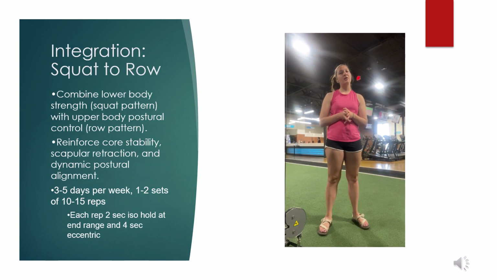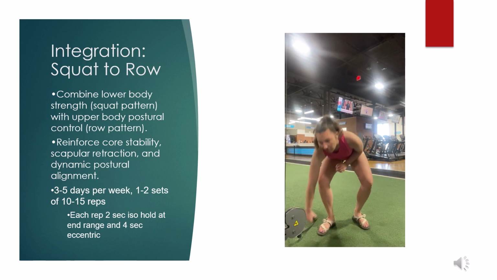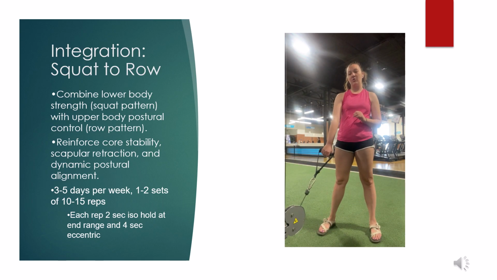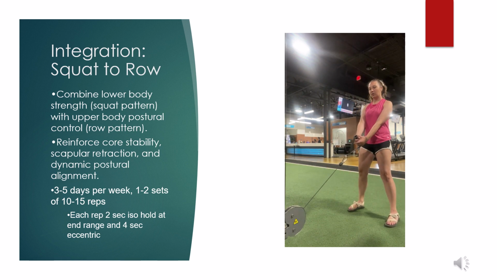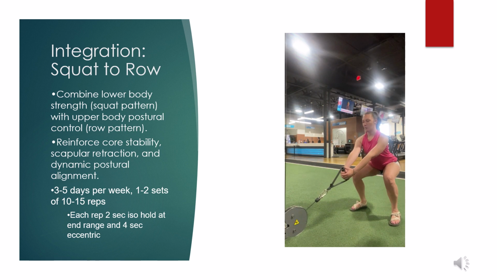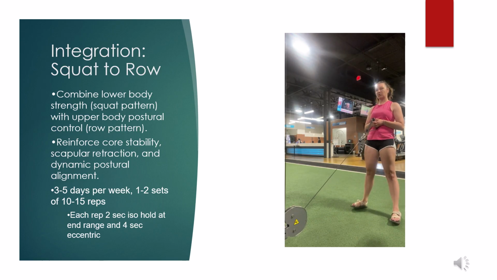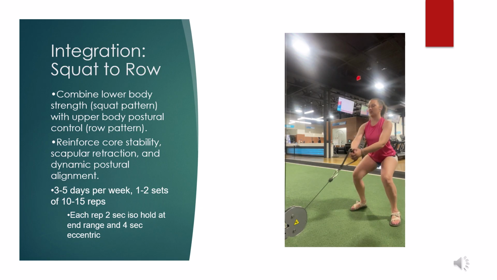So lastly, we're going to do an integration technique, which is going to incorporate all the things that we just did. In order to do this, we're going to do an integrated dynamic movement for the arms falling forward, meaning we're going to do a squat to row and stand. So we're going to come back, we're going to squat, we're going to row and come up, making sure that we're not elevating our shoulders at all, and we're going to continue to do that.